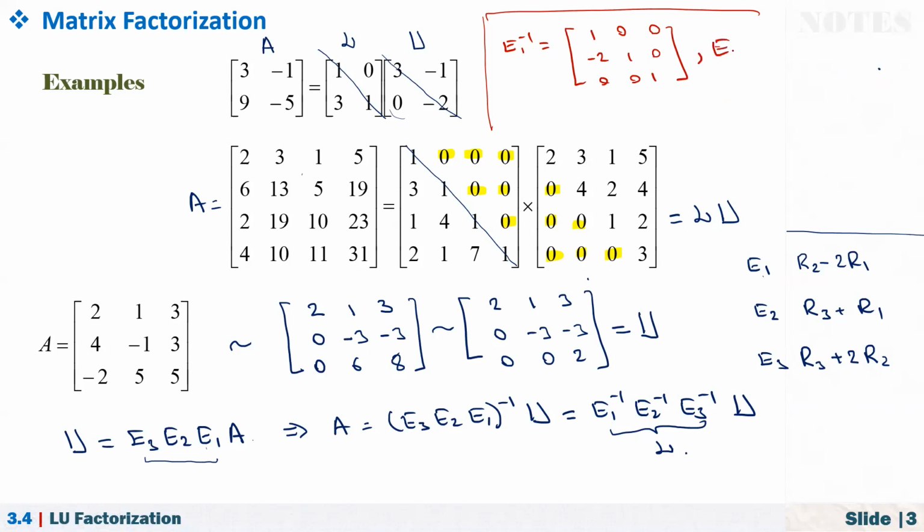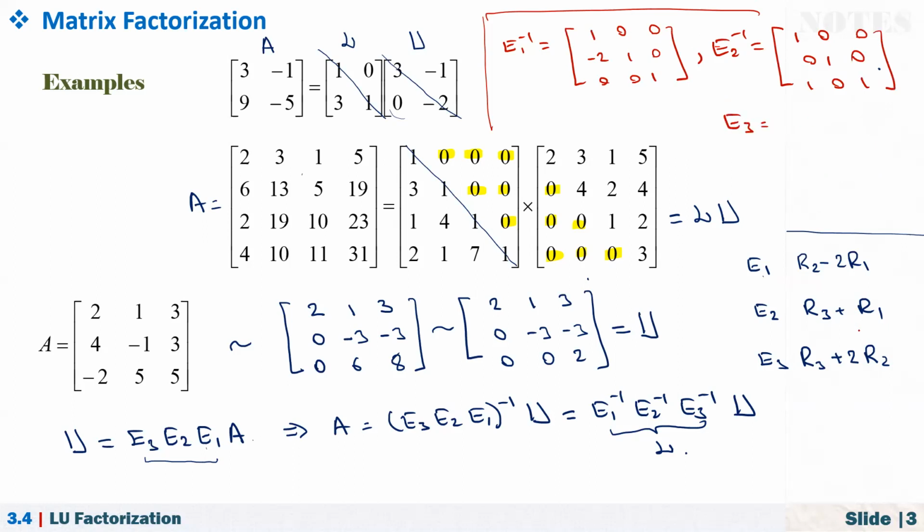And the second one, E2 inverse, right? Just add the first row to the third row. So the first row is 1, 0, 0, 0, 1, 0. And here we have 1, 0, 1. That's our E2.